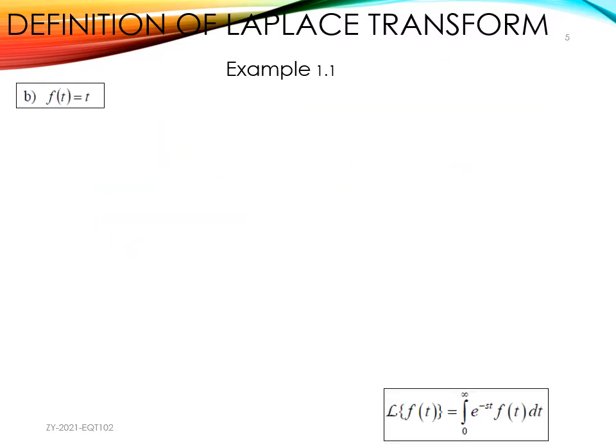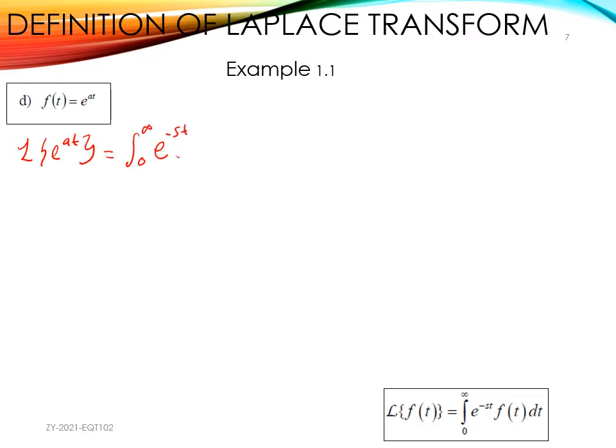So next, B. I'm going to skip this example; we will learn it in a later topic. I'm going to show this one. So Laplace of exponent at is equal to the integration from 0 to infinity of exponent negative st times exponent at dt. Before we perform the integration, you might want to combine the terms because both are exponential. So it will be a minus s, power multiplied by t.